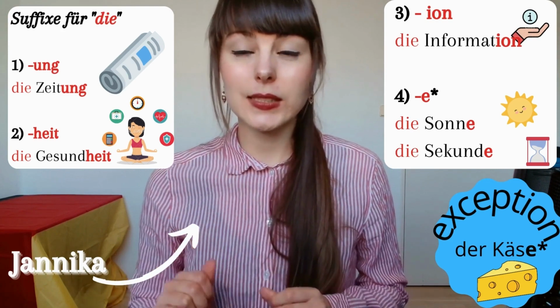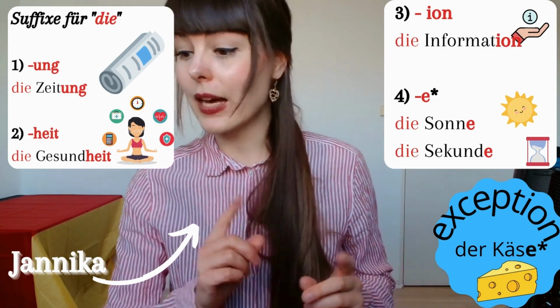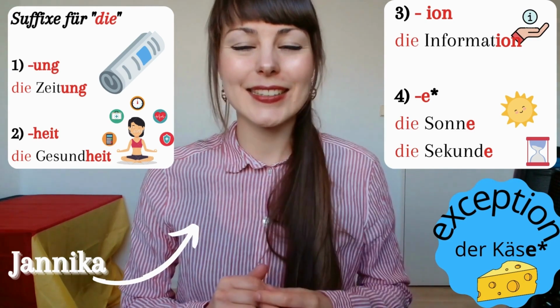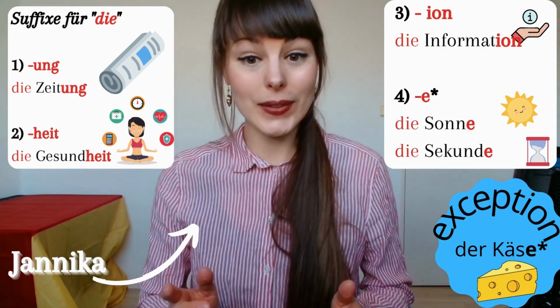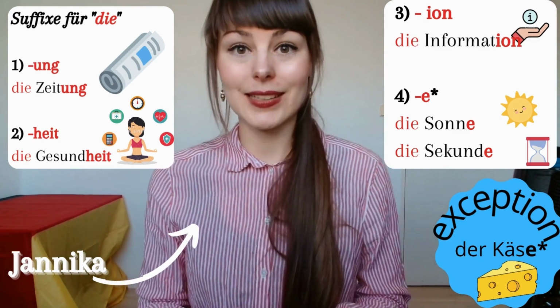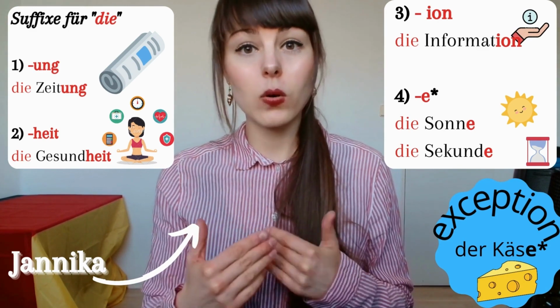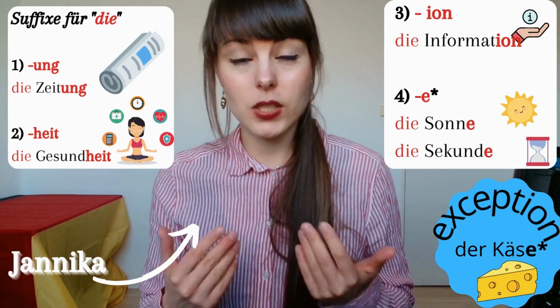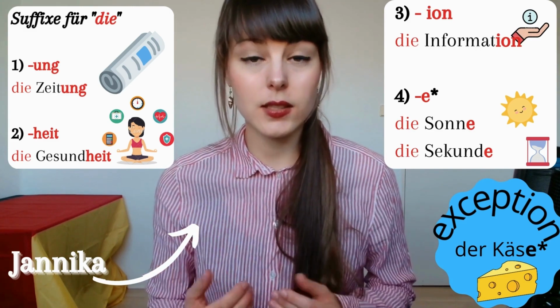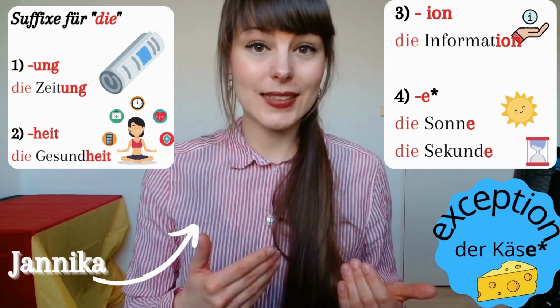The first suffix is ung. Example: die Zeitung, the journal. Ung is really productive in German, so you will often hear it, as in die Zeitung.